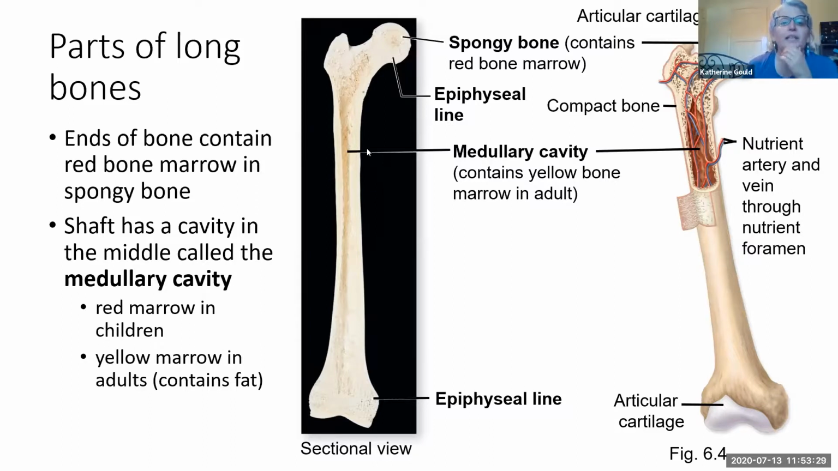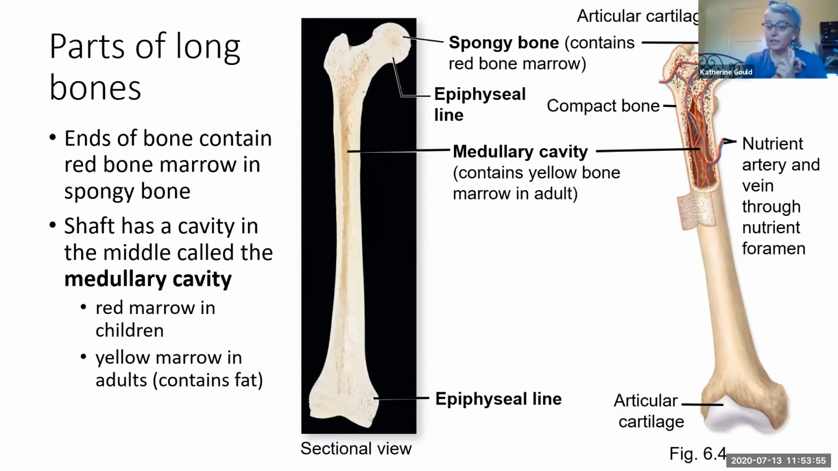So this medullary cavity is filled with bone marrow. Again, in children, this is red bone marrow, which is still making red blood cells and making bone cells. In adults, it usually becomes yellow bone marrow. Most of it turns into fat. So it's good for energy storing. If you have a serious injury, this can turn back into red bone marrow.